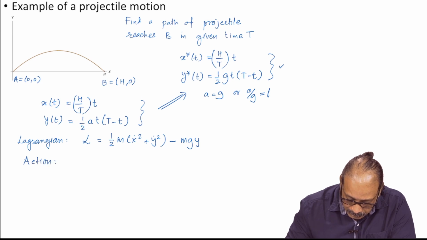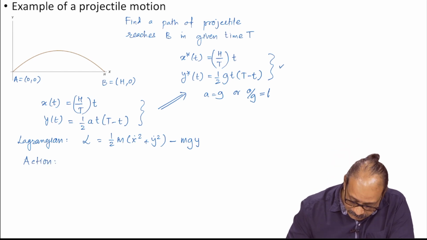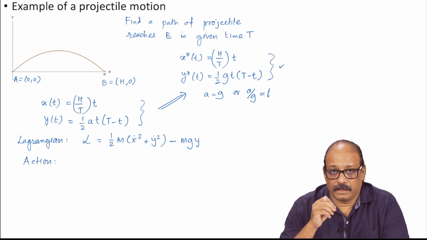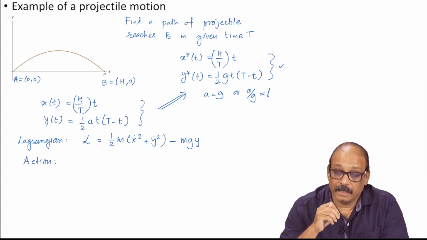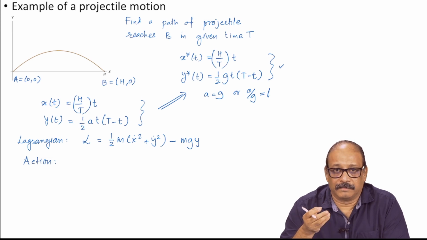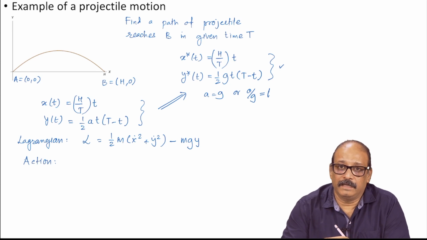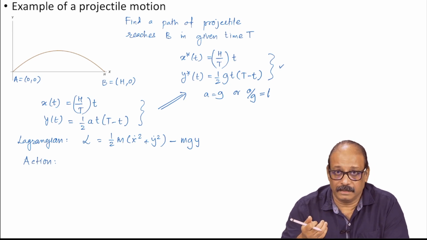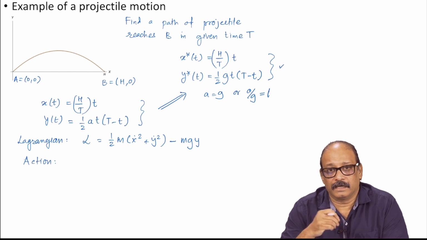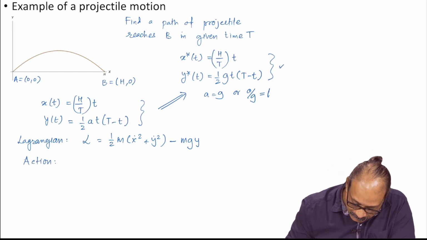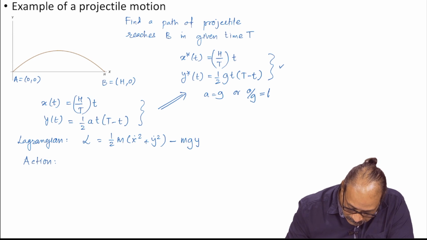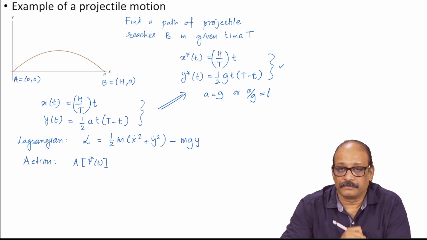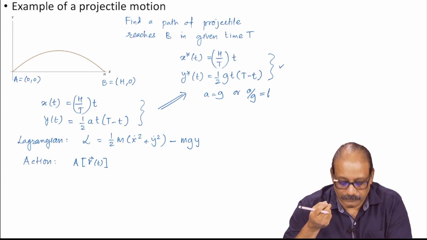So, definition of action is this. For every path from point A to point B, whatever that path may be, we have chosen only a small family of those paths which are only parabolas, but any possible path between A and B which traverses in time capital T, we will assign action A, which of course is a function of the path. Okay. So, r of t is nothing but x of t and y of t.